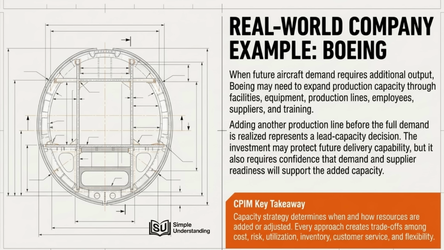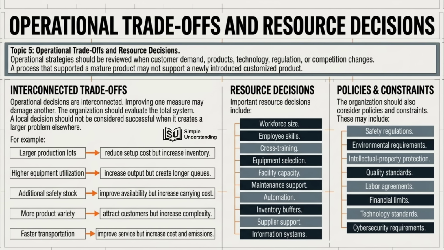Operational decisions are interconnected. Improving one measure may damage another. For example, larger production lots may reduce setup cost but increase inventory. Higher equipment utilization may increase output but create longer queues. Additional safety stock may improve availability but increase carrying cost.